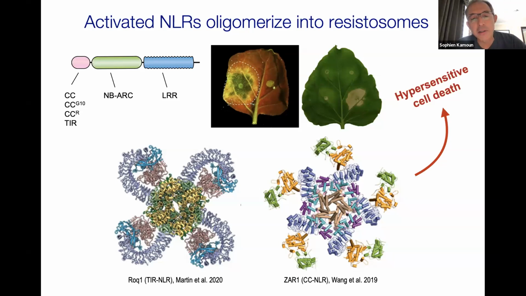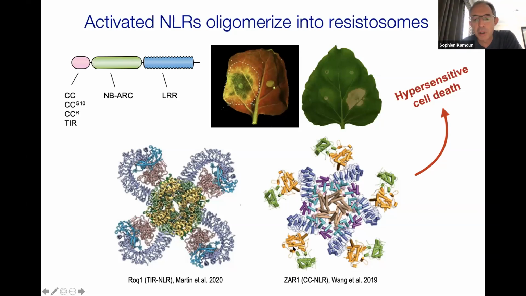Only in the last year or so, we started having really good insight into how they function, through the so-called resistosome model. The idea is simply that these NLRs, which are multi-domain proteins with an NB-ARC domain, a central domain, and a variable N-terminal domain in plants, whether they belong to the CC family or the TIR family, when they're activated, they oligomerize into these resistosome structures. This process is essential for the activation of the hypersensitive cell death, which is the main immune readout of these immune receptors, but possibly also other subsequent responses.